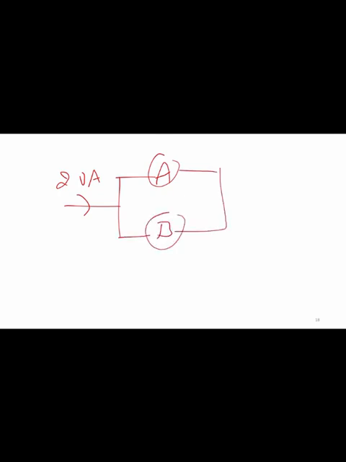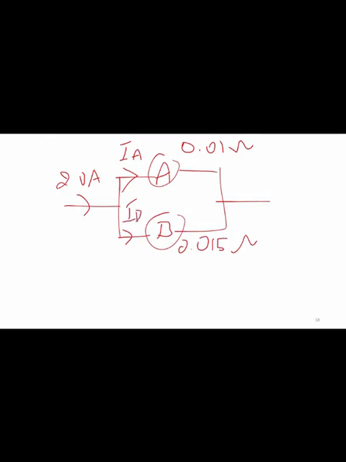So now for the parallel condition, the current flowing is 20 amps. This is ammeter A, and this is ammeter B, connected in parallel now. For ammeter A we have calculated the resistance value as 0.01 ohms, and for the second one we have calculated the resistance value as 0.015 ohms.